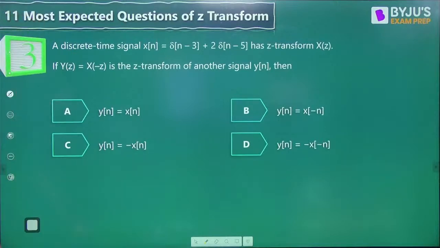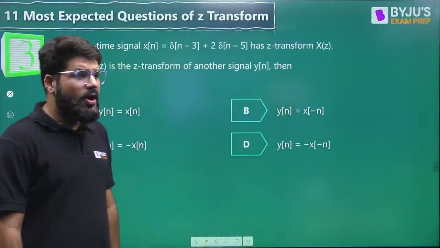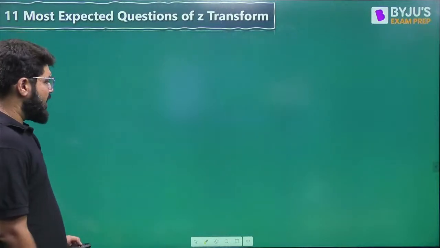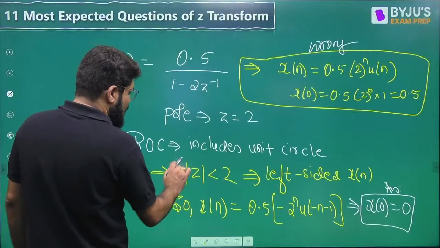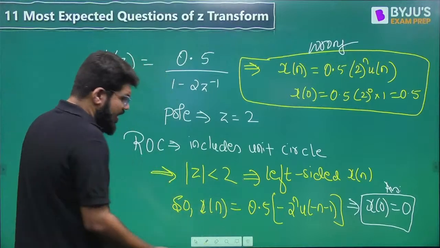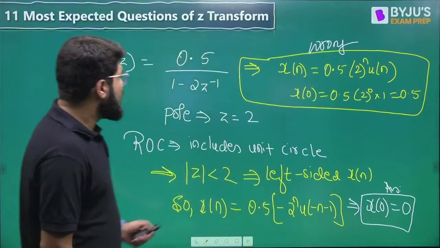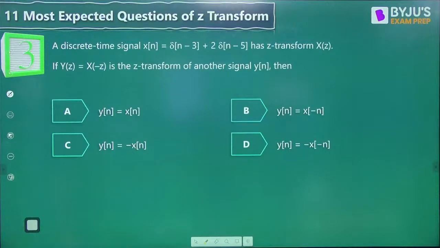This question is readily jumping out for you. How is it left-sided? Whenever the ROC is |z| less than something, the interior of a circle, then it has to be a left-sided signal. Okay, let's move ahead and learn about the next question.